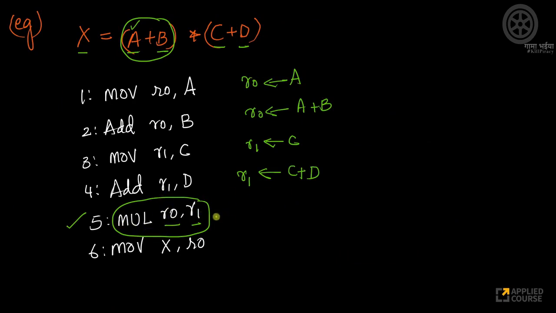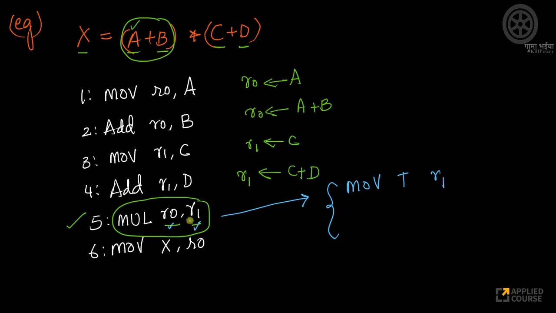Suppose this is not allowed by your microprocessor, then what do you do? You basically move one of these resultants. The resultant is in R1, right? So you say whatever is the resultant in R1, store it in a temporary location like T. If this is not allowed, we can solve it using multiple steps. Now look at this, what I'll do here.